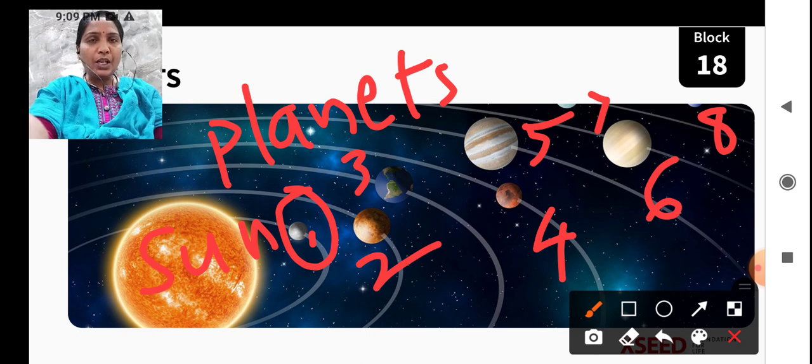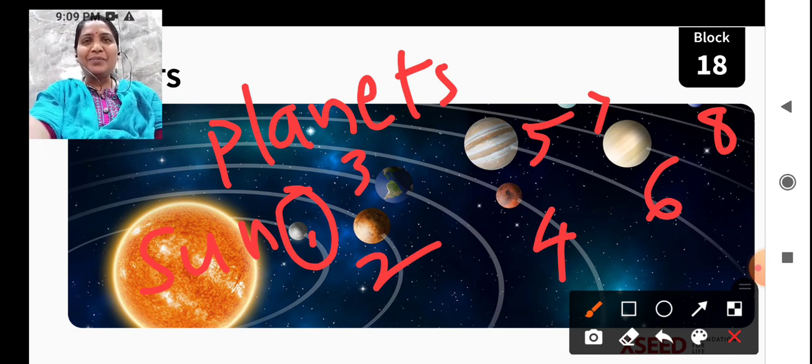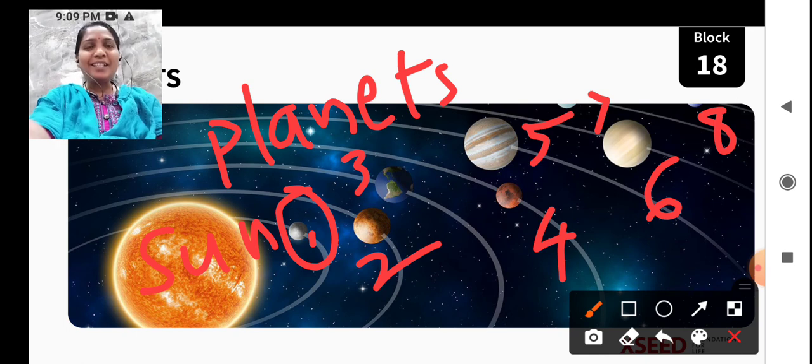In today's class, you are especially learning about the distance. How much distance is there between the eighth planet and the sun, the first planet and the sun, the fourth planet and the sun? Like that, you're going to identify the distance between the sun and the planets. Is it possible to measure with a measuring tape? We could not. So, to understand this, we'll do one small activity.